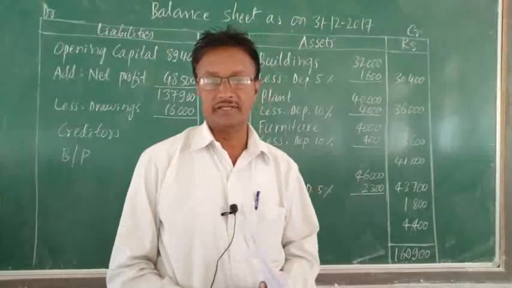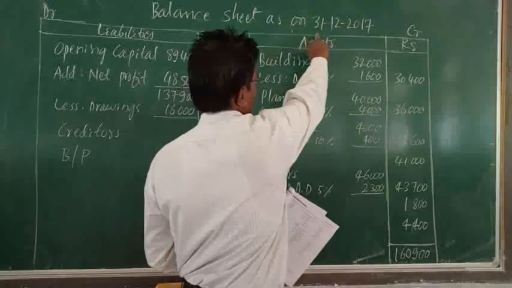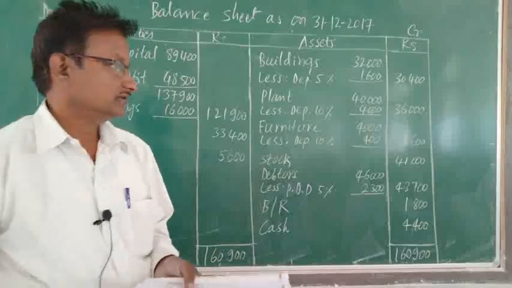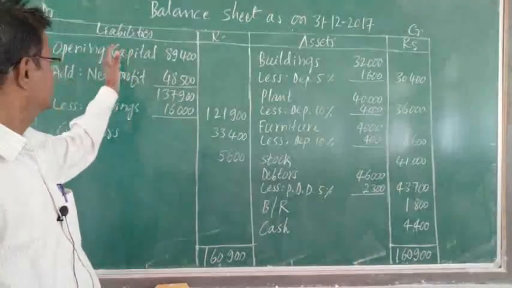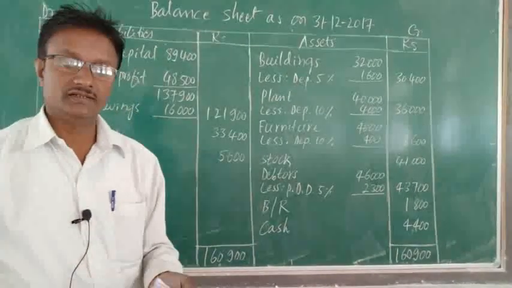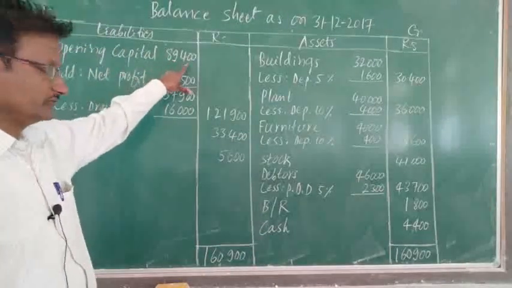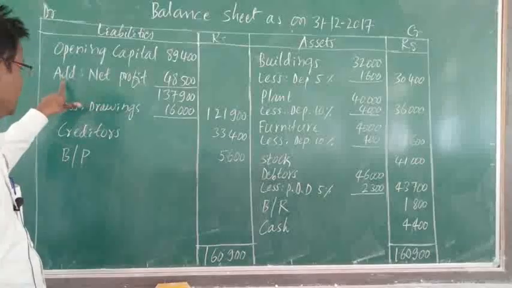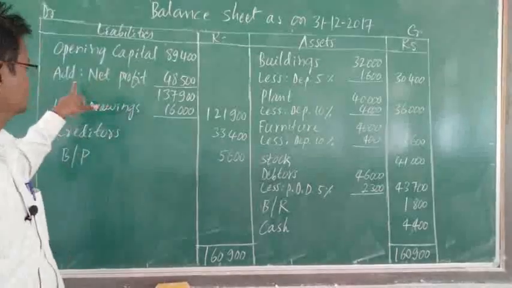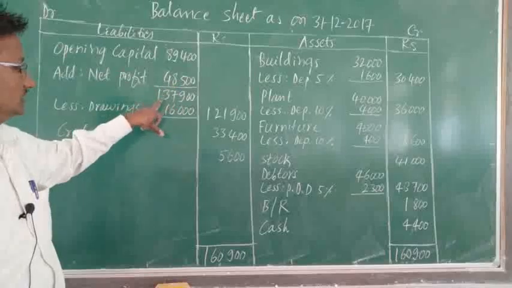So next we have to prepare the balance sheet. Give heading as balance sheet as on 31st/12/2017. And on the liabilities side, first we have to take opening capital. Opening capital is available in the opening statement of affairs. It is given 89,400. So next add net profit. We have ascertained profit in the profit and loss account. It is 48,500.